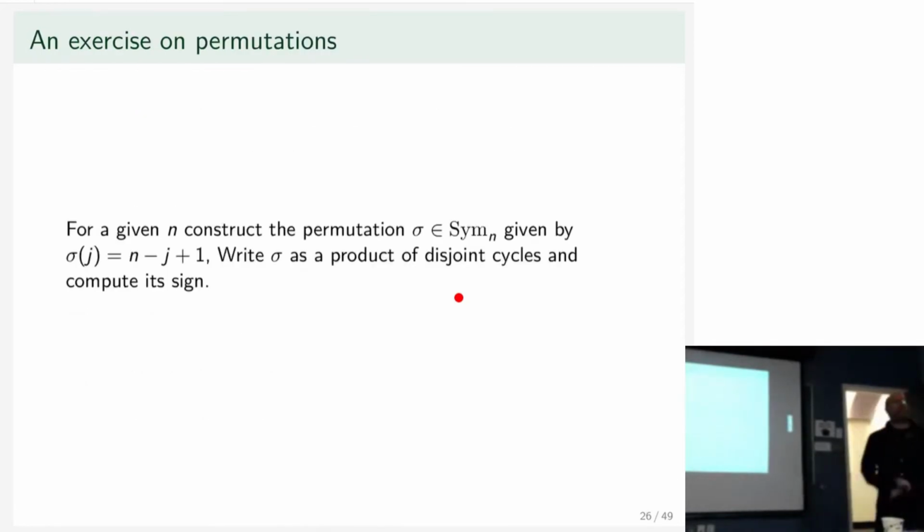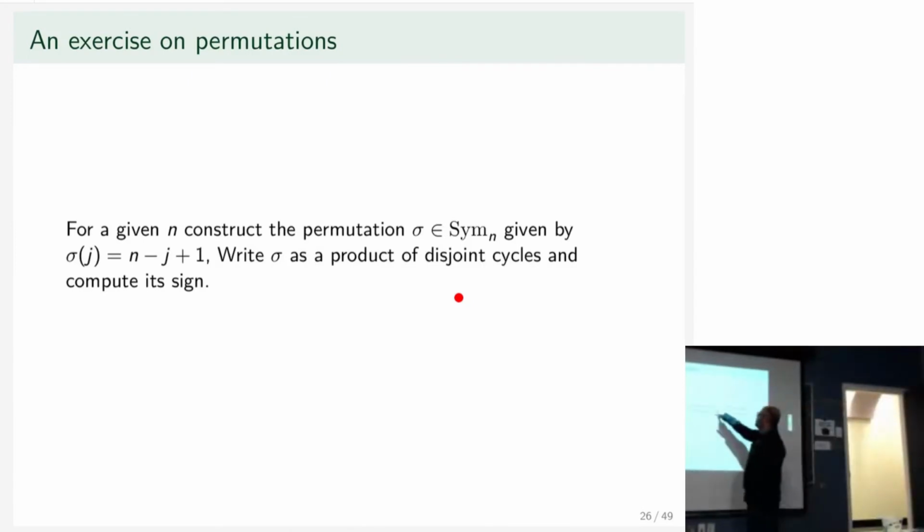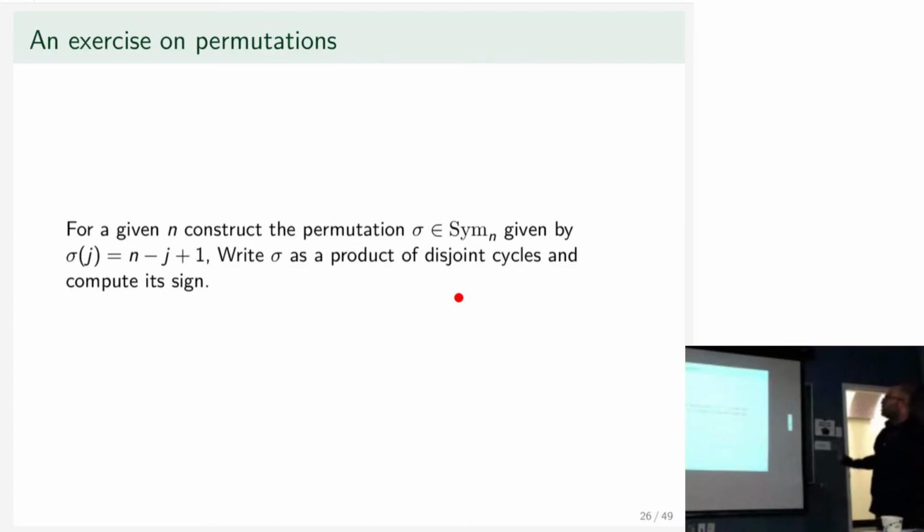Well, an exercise on permutations. So for a given n, you need to construct this particular permutation given by this expression. So n is fixed, and for each j, this is what the permutation is doing. And then you need to write your sigma as a product of disjoint cycles and compute its sign. Okay, it's not a hard exercise, but well, you need to know a little bit of GAP programming in order to write this exercise.